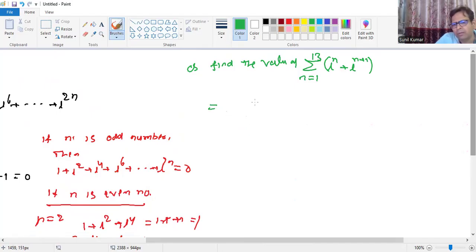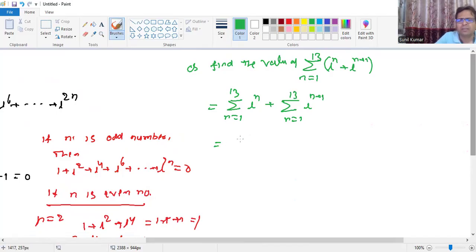What we can do here, if you know the direct formula, we can use it. But I'm going to elaborate and explain all the steps, how we are going to get the value of this sum, and later we can study the short form also. If you start here with n from 1 up to 30, we'll get two series. The first series is i to the power n, n from 1 to 30, plus i to the power n plus 1, n from 1 to 30.